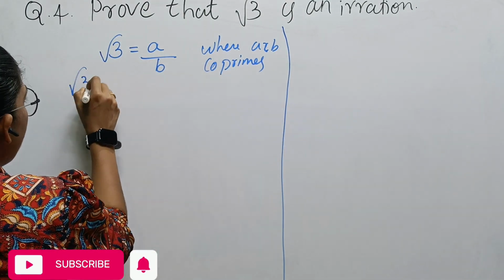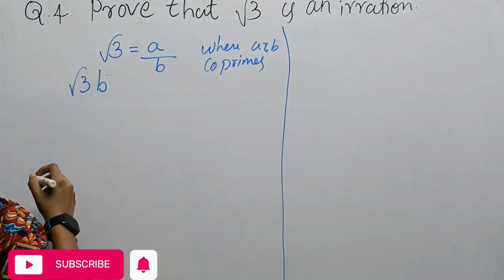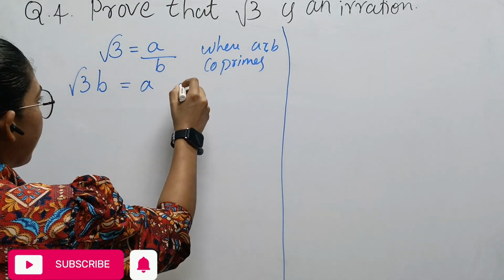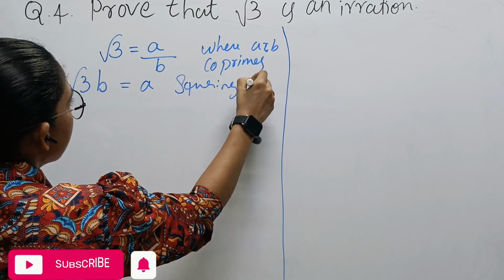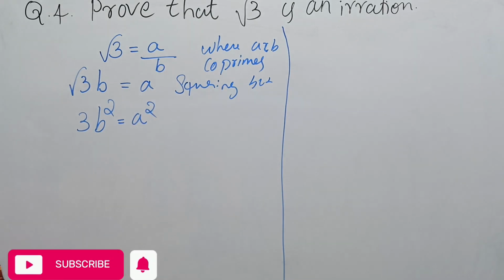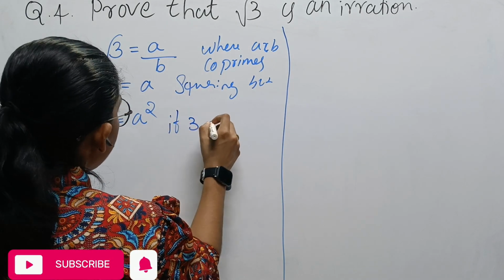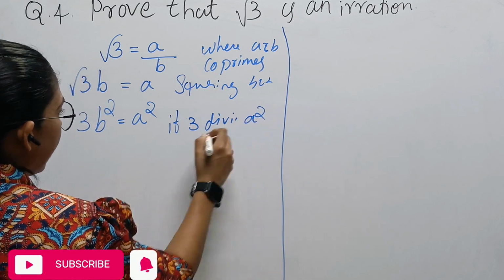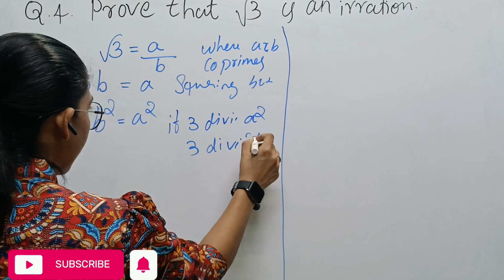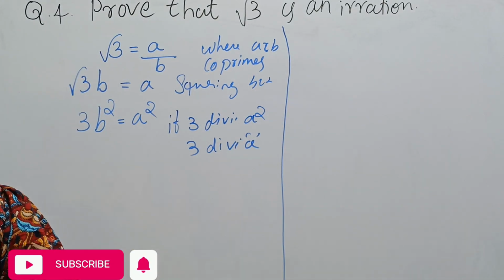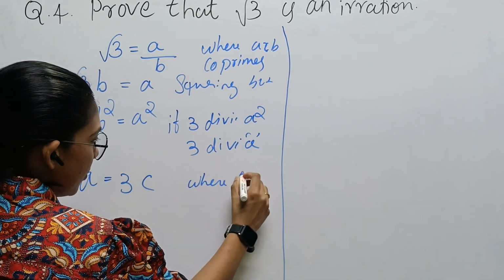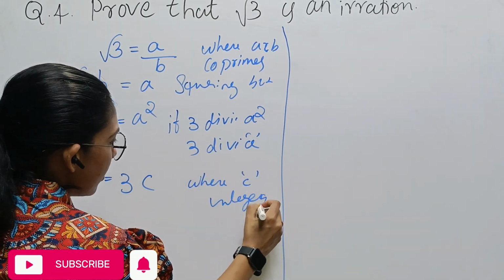Then next step, root 3 into b is equal to a. Okay, then squaring both sides, we get 3b square is equal to a square. Okay, if 3 divides a square, then 3 divides a, by theorem 1. Okay, we take a is equal to 3c, where c is an integer.